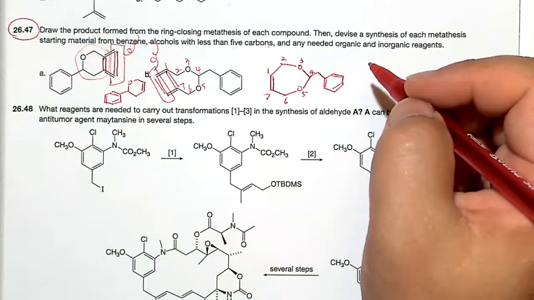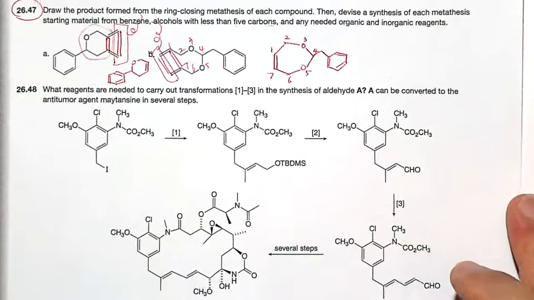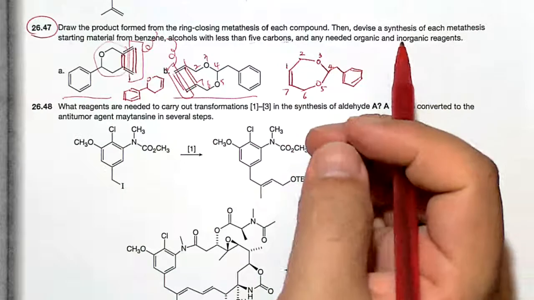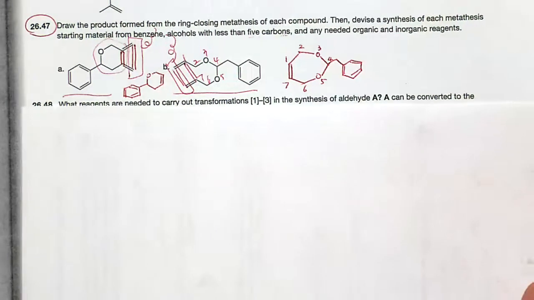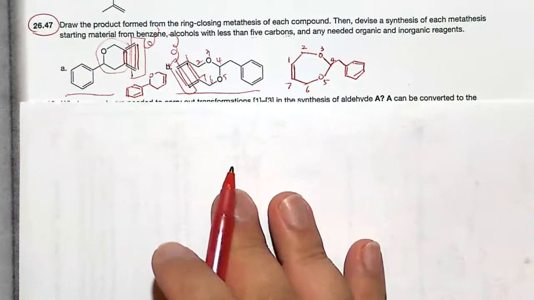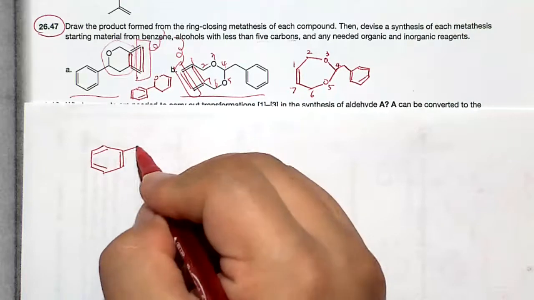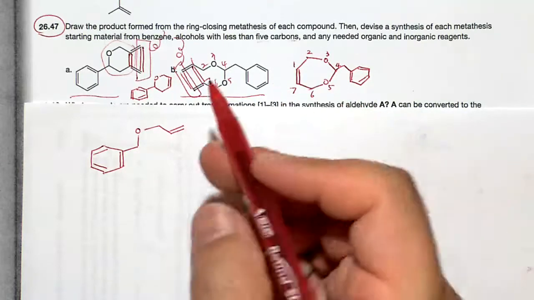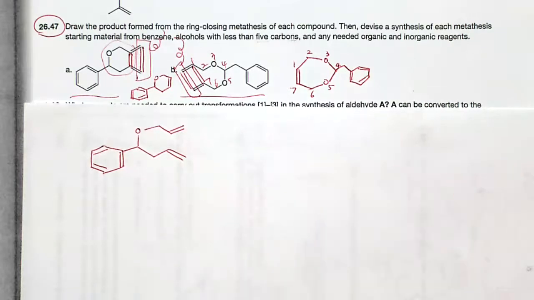Okay. The product is not difficult to draw. Then it asks, how can we synthesize the starting material? We'll use benzene, and there's oxygen with allylic position, allyl group there, and another allyl over here. How can we make that?